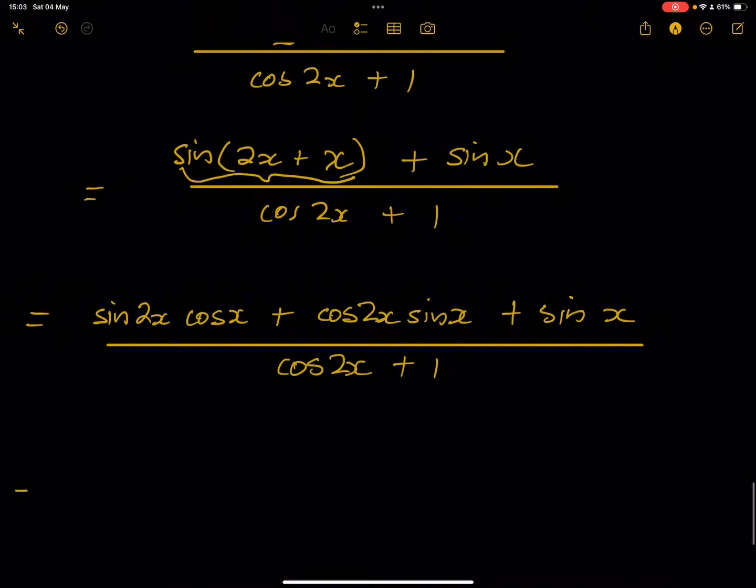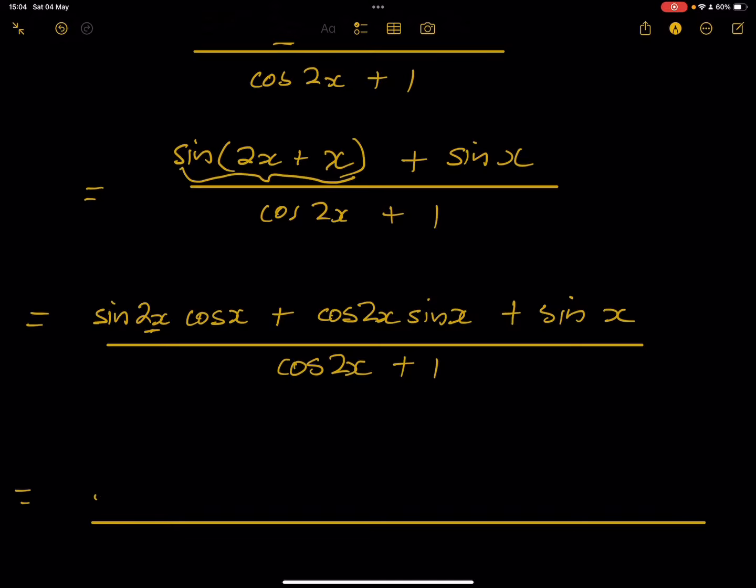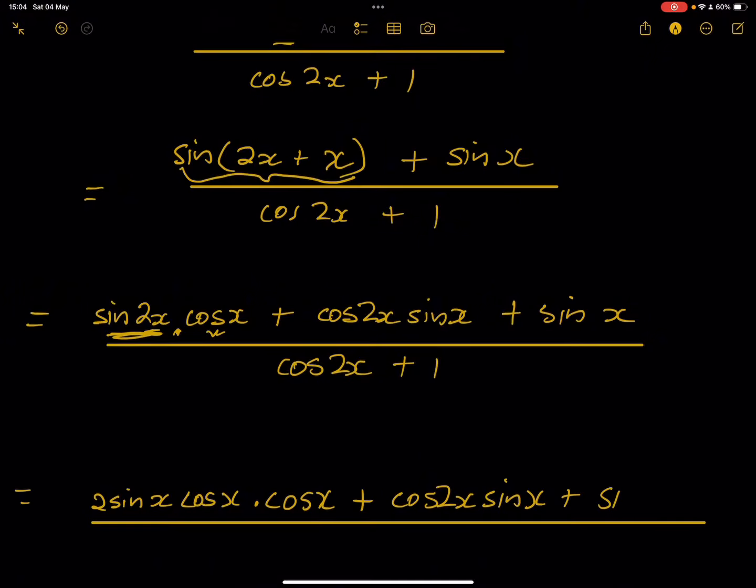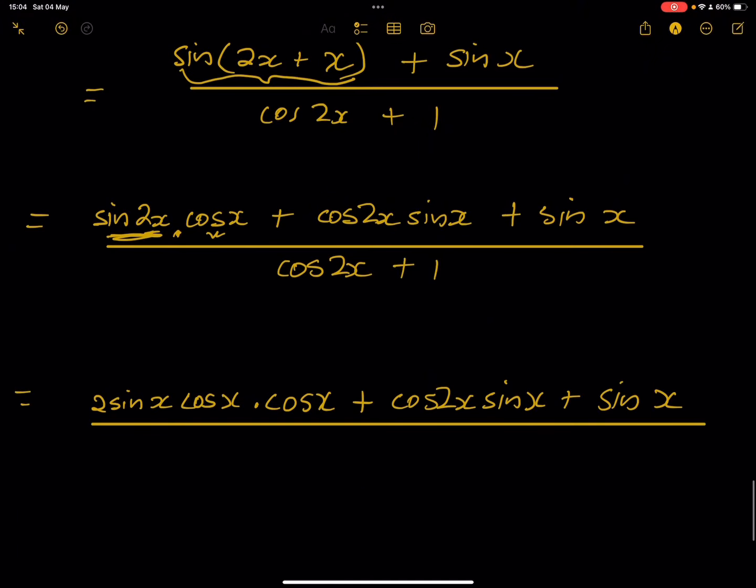So now we know what sine 2x is. This is 2 sine x cos x, that's just this guy alone, times that cos x, right? Plus, this is going to be cos 2x sine x plus the sine of x. And this is all divided by cos of 2x plus 1.